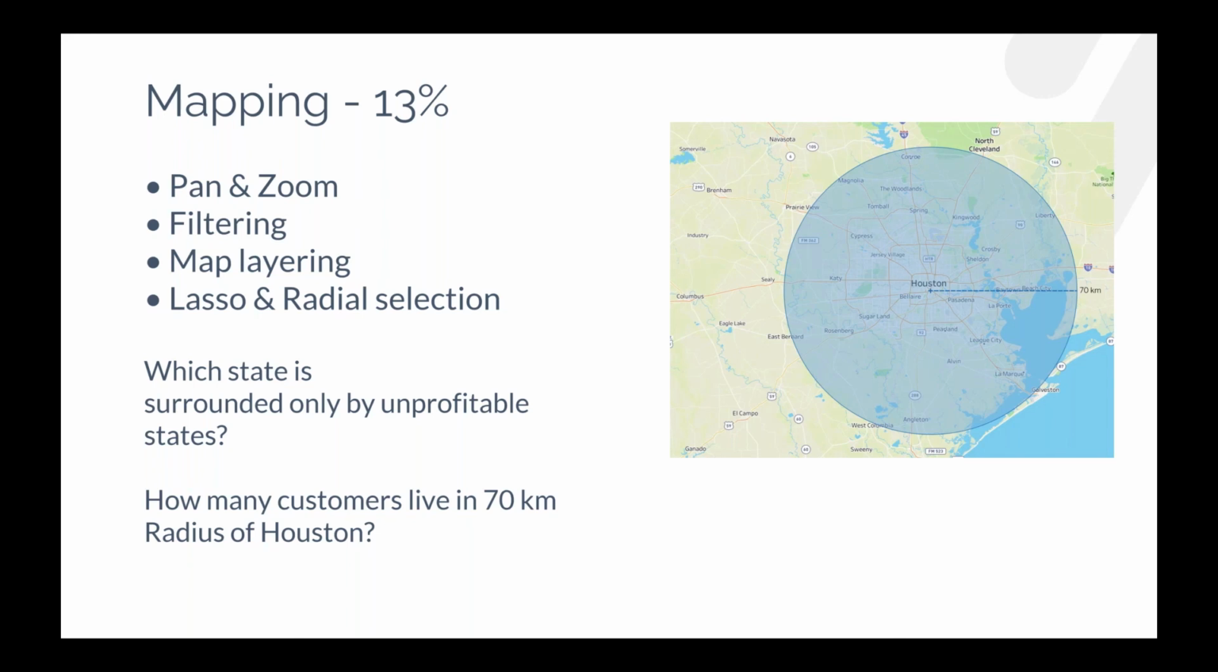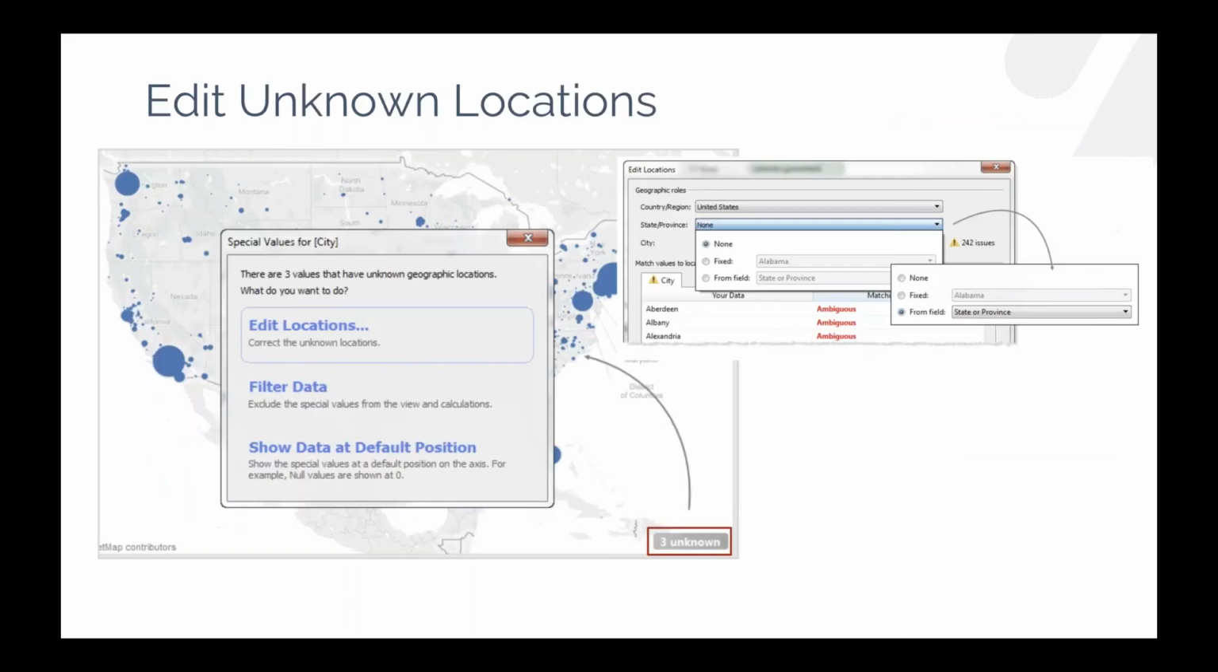as I said, from my experience, I personally was not working that much with maps. Then in the mock-up exam, I was asked a question, something like, how many customers live within a 70-kilometer radius of Houston? And I was not really sure how to do that. It's very easy for somebody who's working with maps, but that's why you should be able to use the lasso and radial selections, because this will give you the possibility to answer questions like this. So this is certainly something that I would focus on.